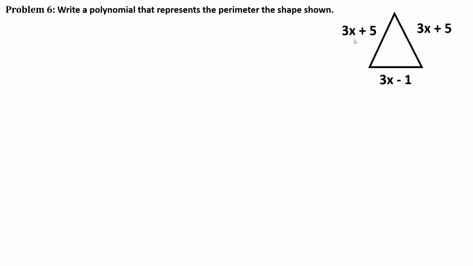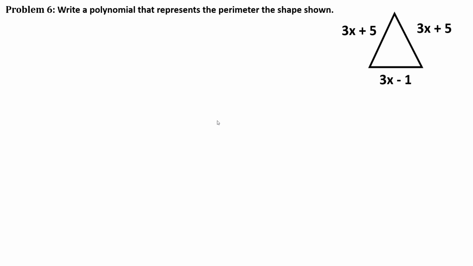So the length of this side is 3x plus 5. The length of this side is 3x plus 5. The length of this side is 3x minus 1. Unless you know what x is, you don't know what the number value is, and we're not even given units. So this is just an exercise in algebra and geometry. You're asked to write a polynomial that represents the perimeter.